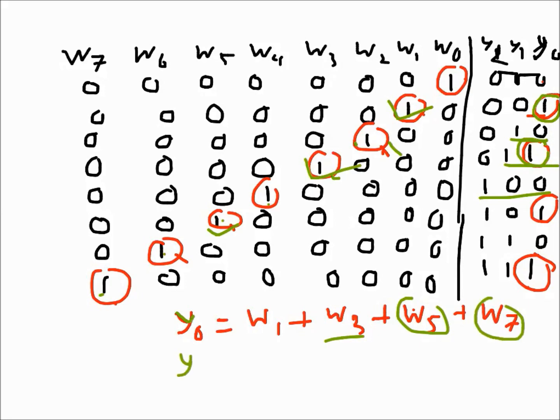Similarly, I will write Y1 as well. Y1 is W2 or W3 or W6 or W7, and likewise I can write Y2 as well. I'm not writing that. This is the basic principle, and we can find IC chips for the 8 to 3 encoder as well. I will discuss those later.